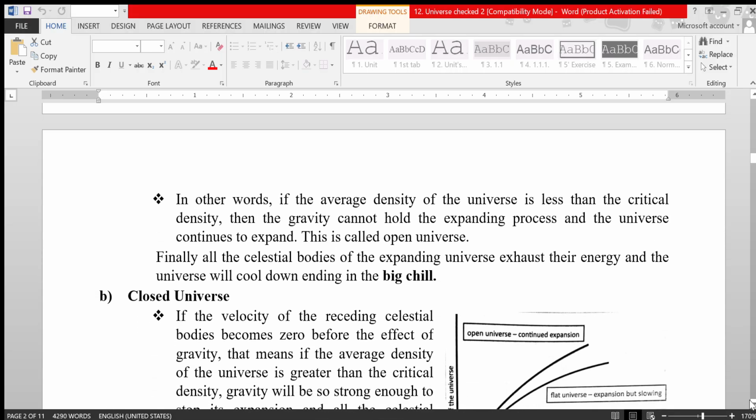In other words, if the average density of the universe is less than the critical density, then gravity cannot hold the expanding process and the universe continues to expand. This is called open universe. Finally, all celestial bodies in the universe exhaust their energy and the universe will cool down, ending in the Big Chill.